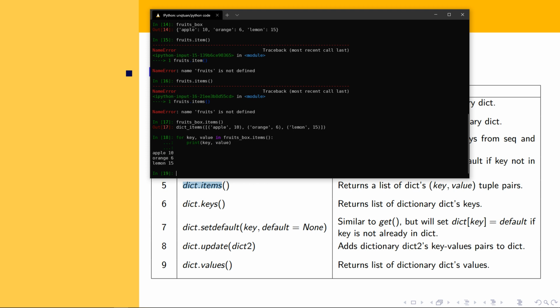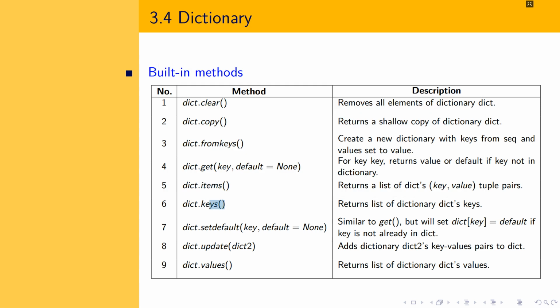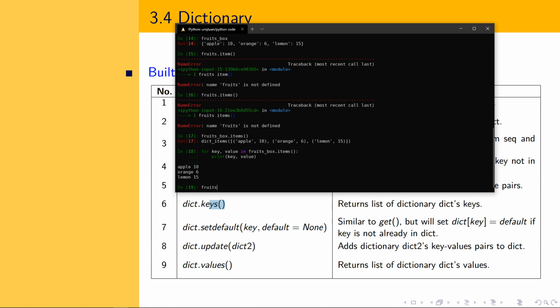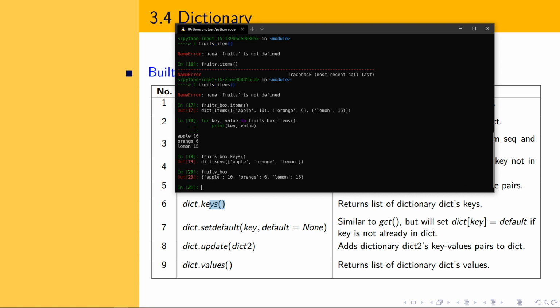Okay. The next method is keys. The keys method returns a list of dictionary keys. So let's say you have the fruit box and you call the keys method, and you can see the apple, the orange, the lemon. You don't see the number of each fruit here in the fruit box. You only see the key, right?